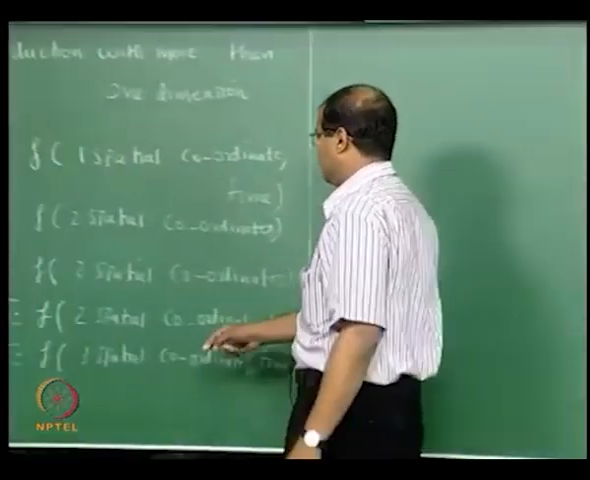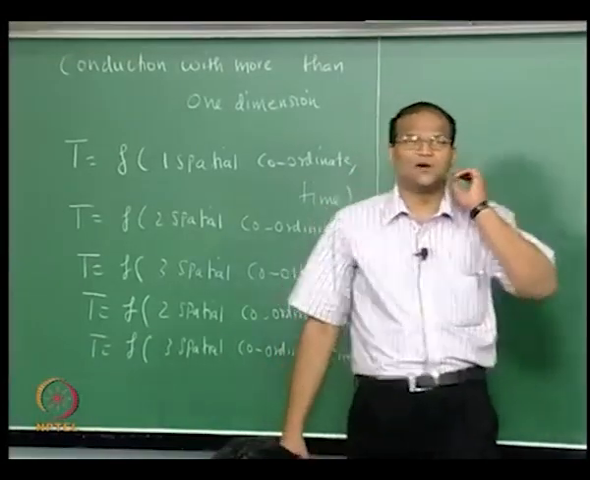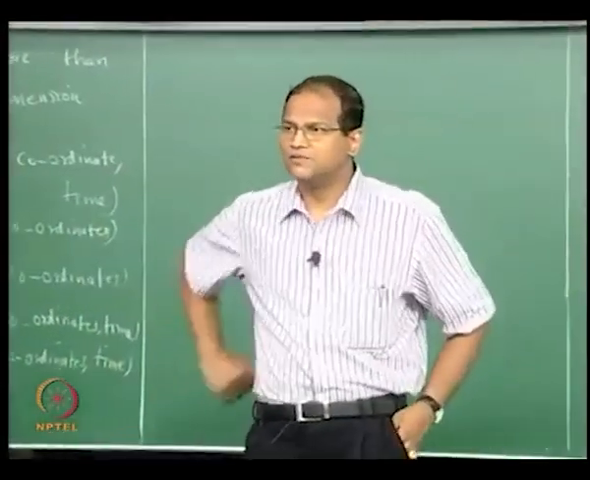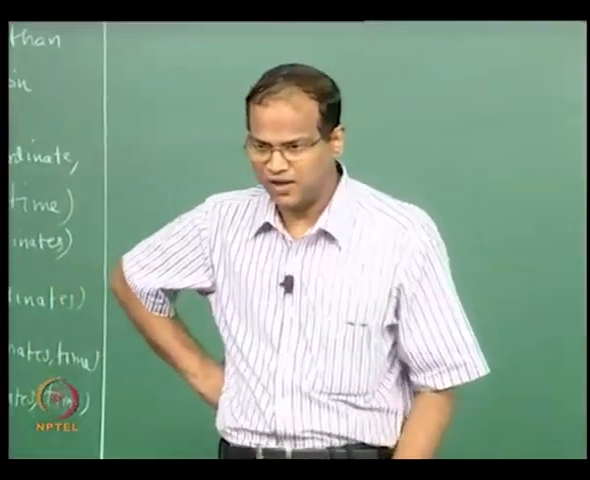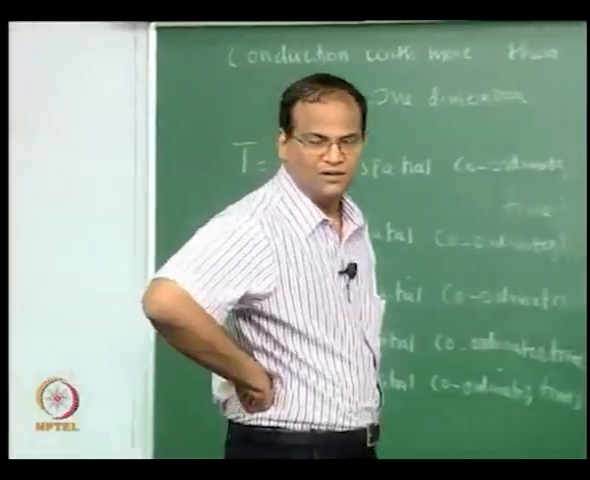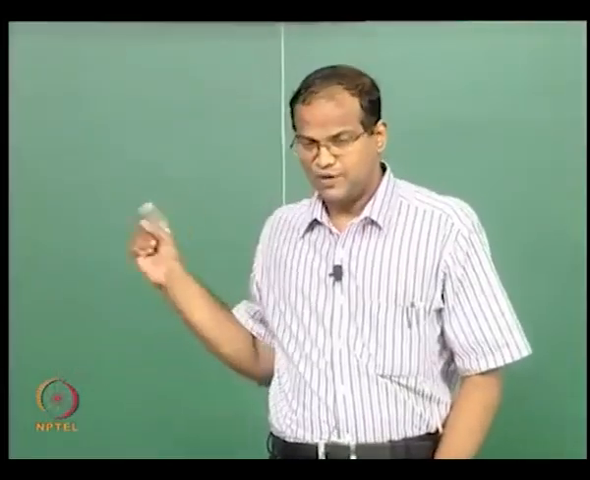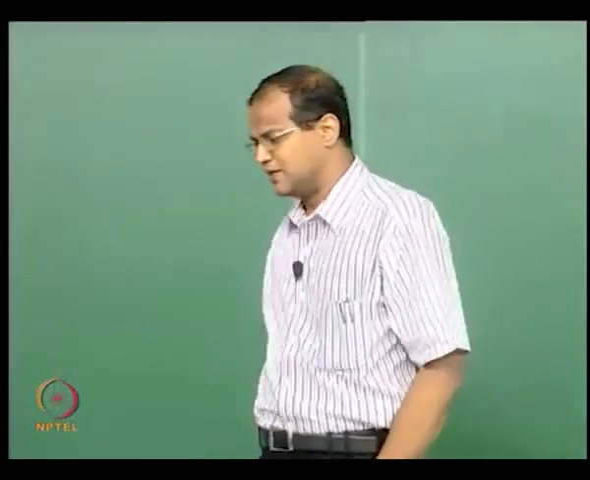So once you go to temperature being a function of three spatial coordinates and time, and these spatial coordinates could be in the Cartesian coordinate, cylindrical coordinate or spherical coordinate, beyond a certain level it becomes extremely difficult to solve it analytically. That is why numerical methods have been developed, but still many of these problems are tractable using analytical methods.